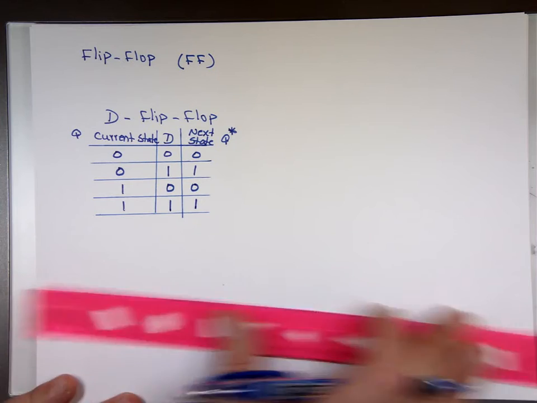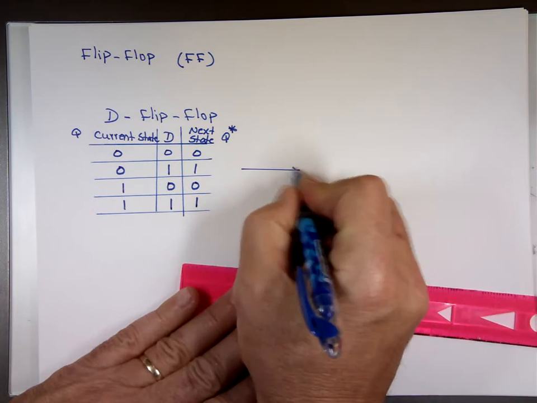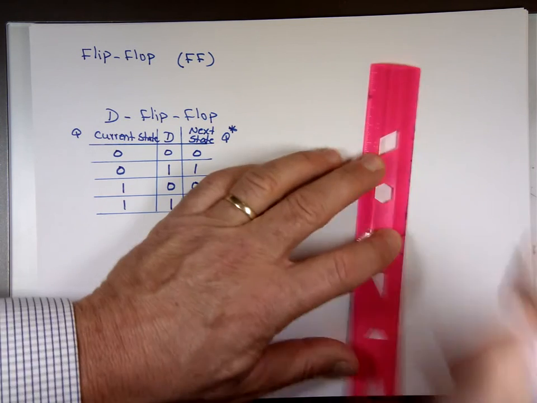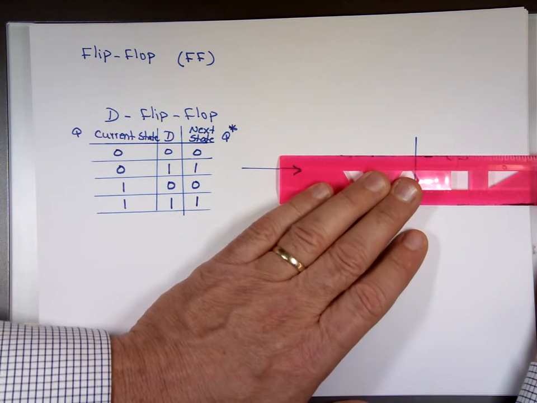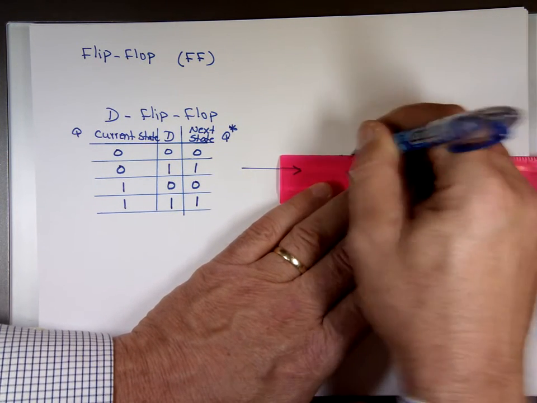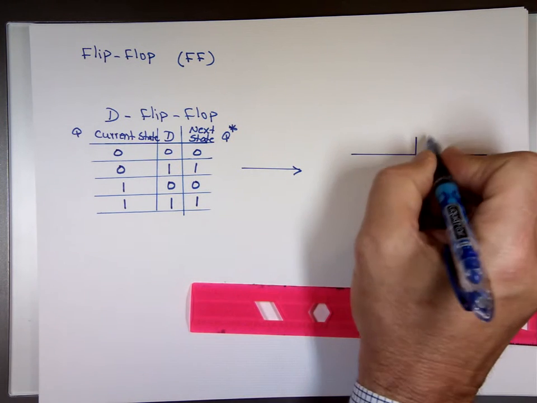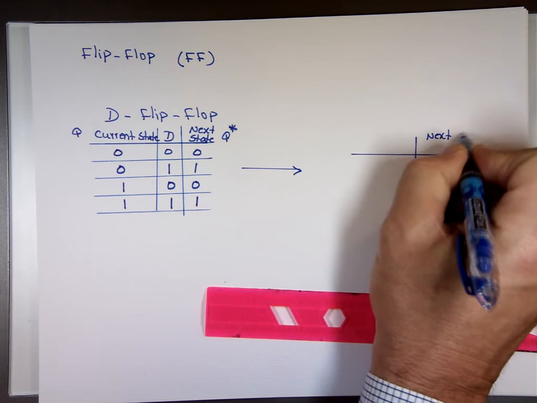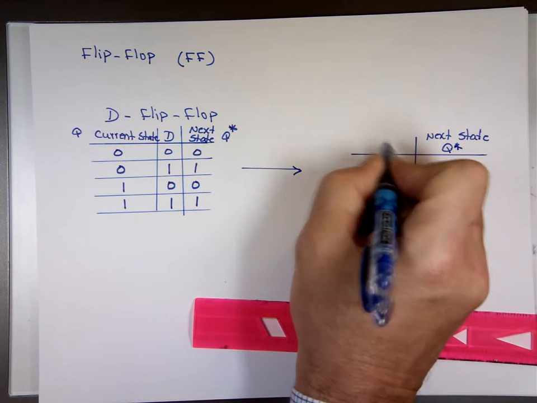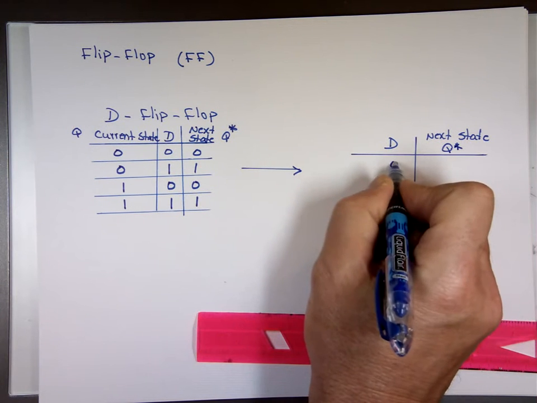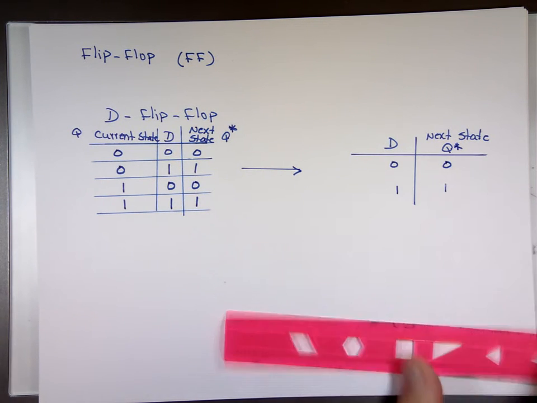What do you notice about that flip-flop? You notice anything about it? Look at the next state in relation to D. What do you notice about them? It's the same thing. Can you see it? So our next state, we'll call it Q with the asterisk over it, and D. If D is 0, you're getting the next state to be 0. If D is 1, your next state is 1.